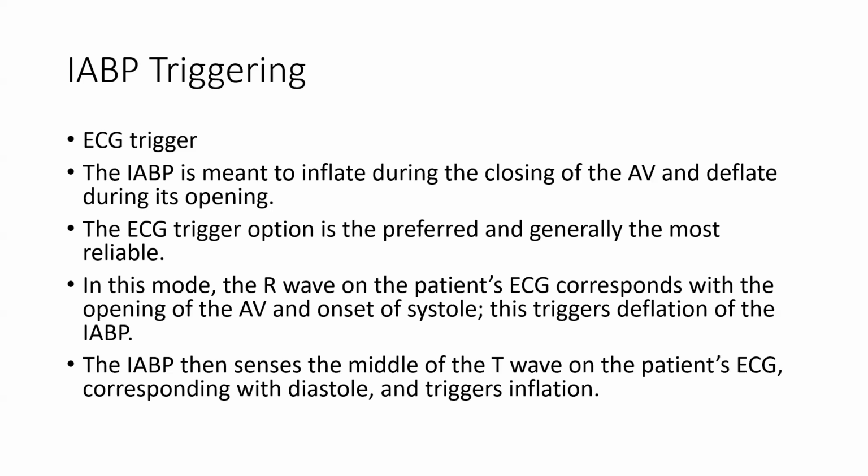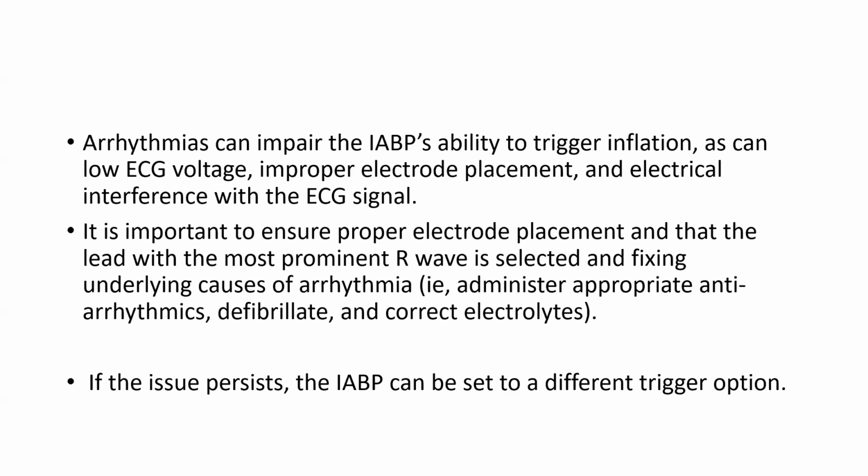This triggers the deflation of the IABP. The IABP then senses the middle of the T wave on the patient's ECG, corresponding with diastole, and triggers the inflation. Arrhythmia can impair the IABP's ability to trigger the inflation, as can low ECG voltage, improper electrode placement, and electrical interference with the ECG signal.